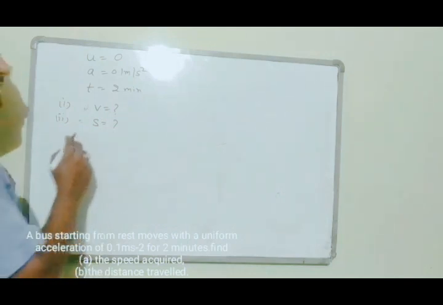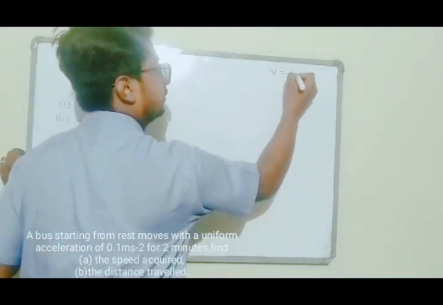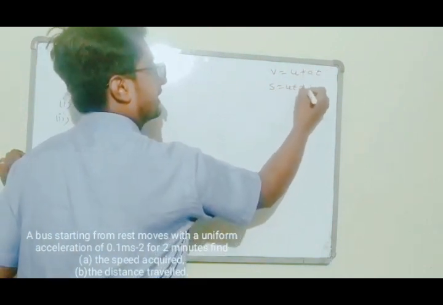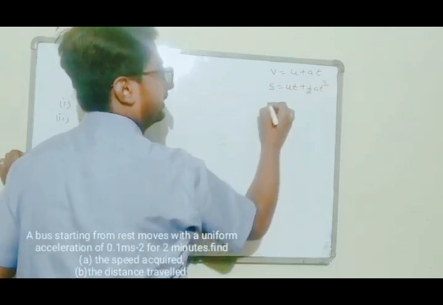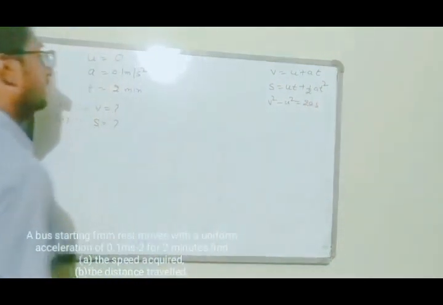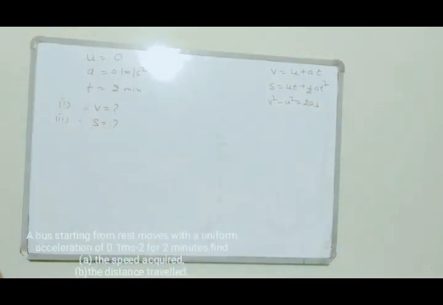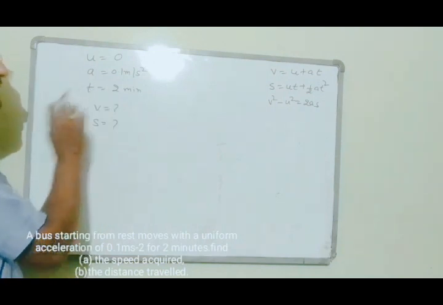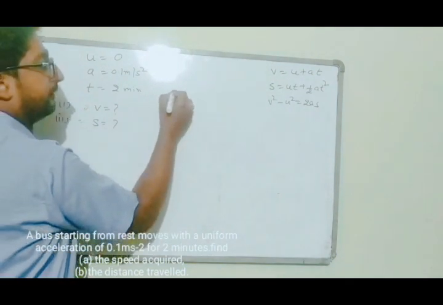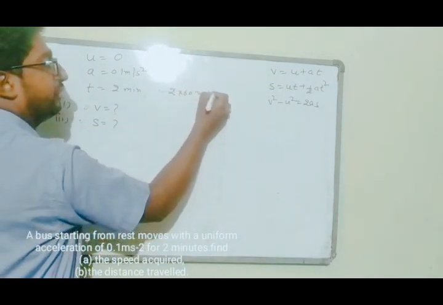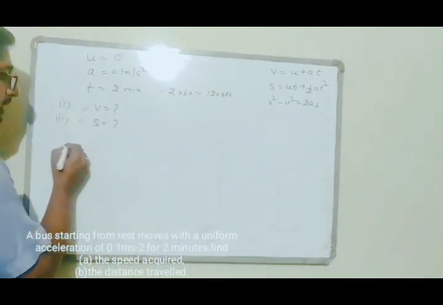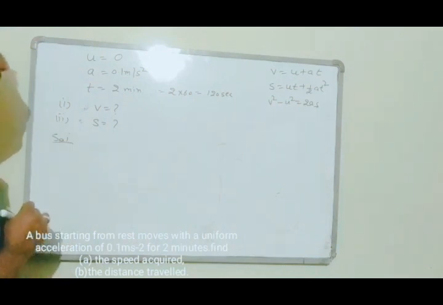First of all, there are three equations of motion. First is V is equal to U plus AT. Second is S is equal to UT plus half AT square, and the third one is V square minus U square is equal to 2AS. U is given, A is given, and time is in minutes, so we have to convert time into seconds. In 2 minutes there are 2 into 60, that is 120 seconds.